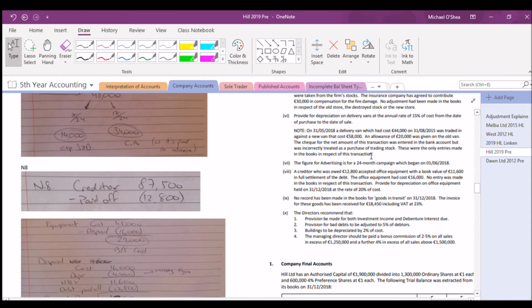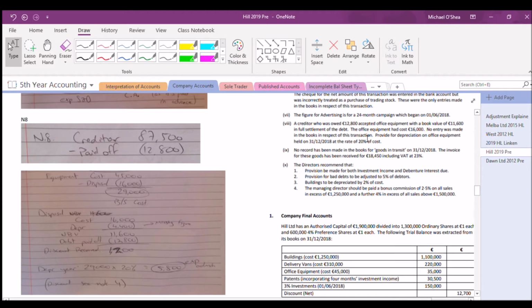Okay, so I've done that. I've taken that out of creditors. Next thing I'm going to look at here is the disposal, as we normally would. So in this case here, the office equipment had cost 16,000. There was depreciation on it of a certain amount, and then the net book value we have here was 11,600. So it went from 16,000 down to 11,600.